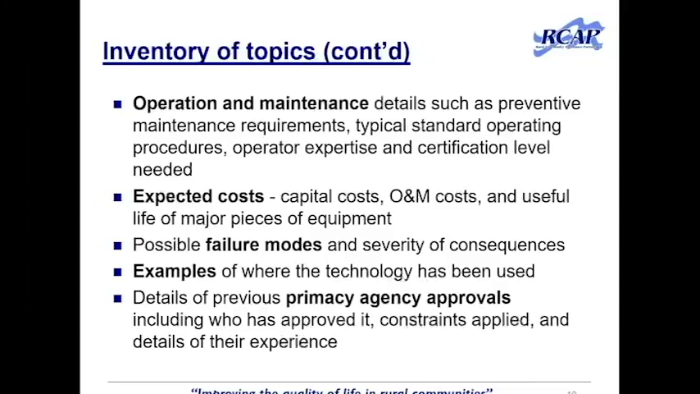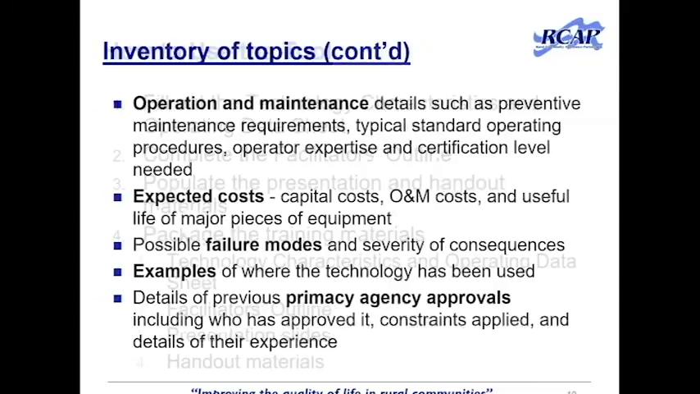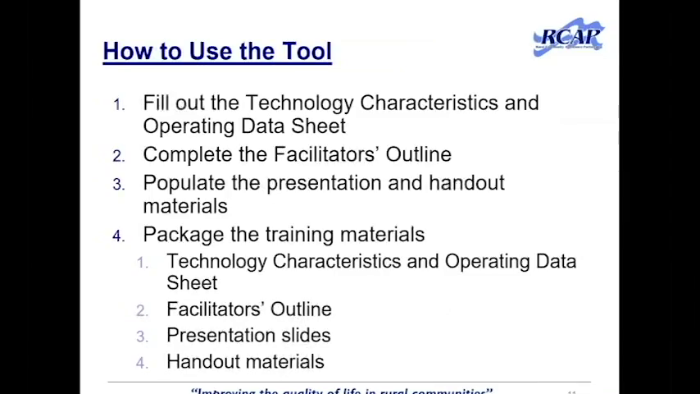Another piece that's discussed in there are the failure modes. So what happens when this technology fails? What happens to the downstream processes, and what happens to the quality of the water that it's producing? We include a section on examples of where the technology has been used, as well as what's been approved in other states, and what sorts of conditions were put on that approval.